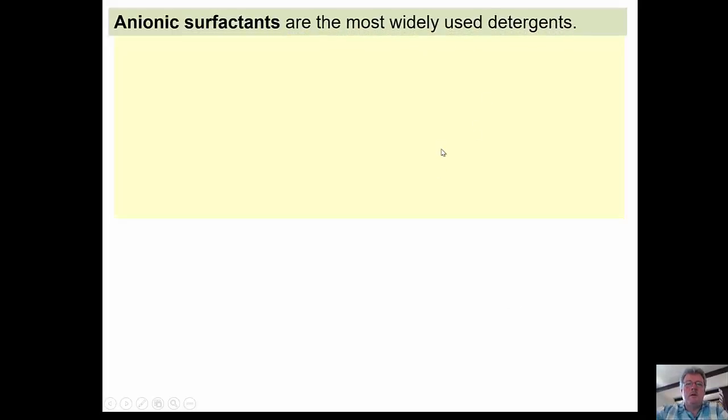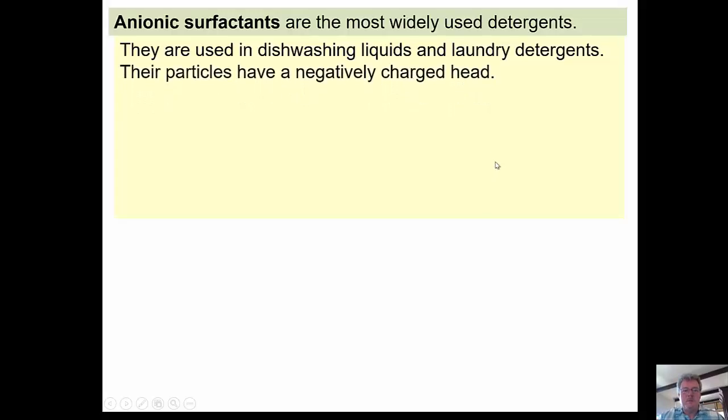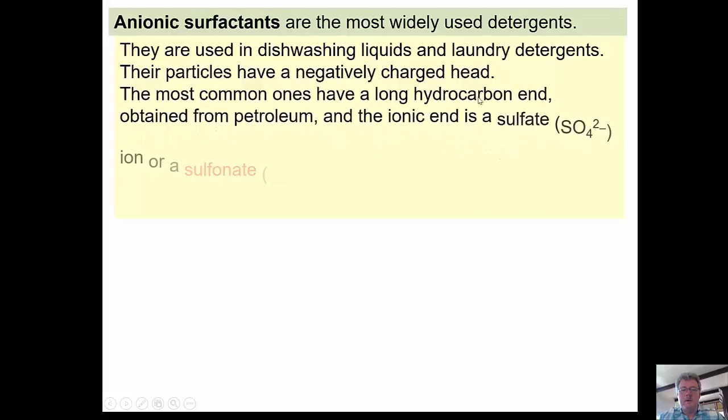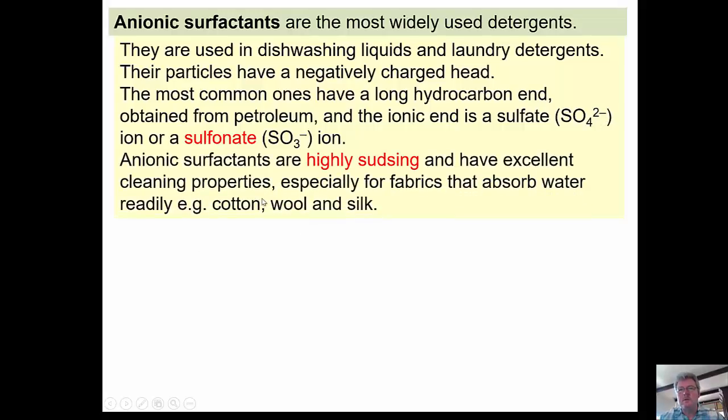The first case, the anionic surfactants from detergents, are the most widely used. They're used in dishwashing liquids and laundry detergents. Their particles have a negatively charged head, so it's very similar to the COO minus head on the soaps. The most common have a long hydrocarbon end, and they're obtained from petroleum, so they have to undergo cracking and distillation. And the ionic end tends to be a sulfate or sulfonate ion, SO4 2- or SO3 2-.